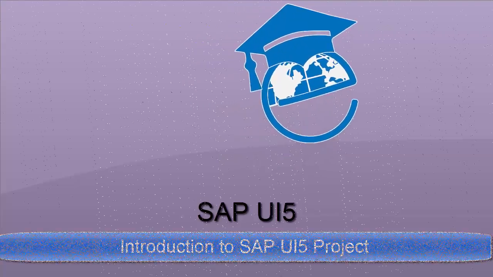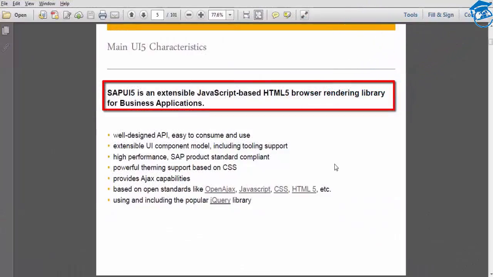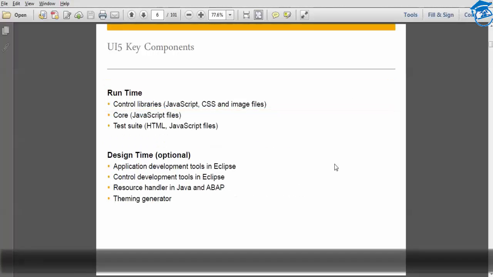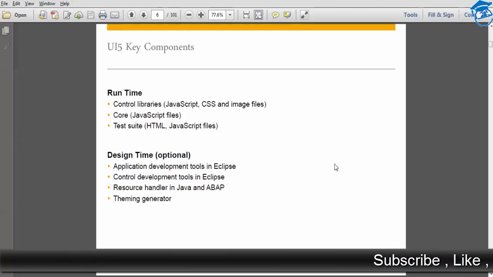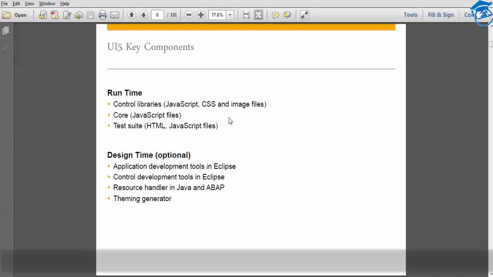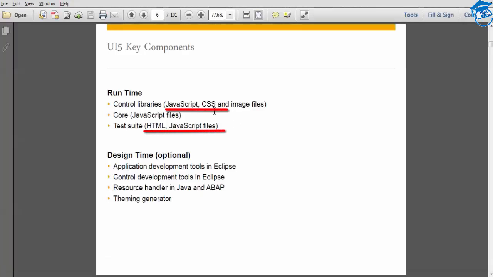As we know, SAP UI5 is an extensible JavaScript library, and these are the components. When we run any SAP UI5 project, these are the runtime scenarios and design time. At runtime, control libraries will be loaded, such as JavaScript, CSS, and image files. Another one at runtime is core libraries. Core are basically JavaScript files. Every time there are JavaScript files.